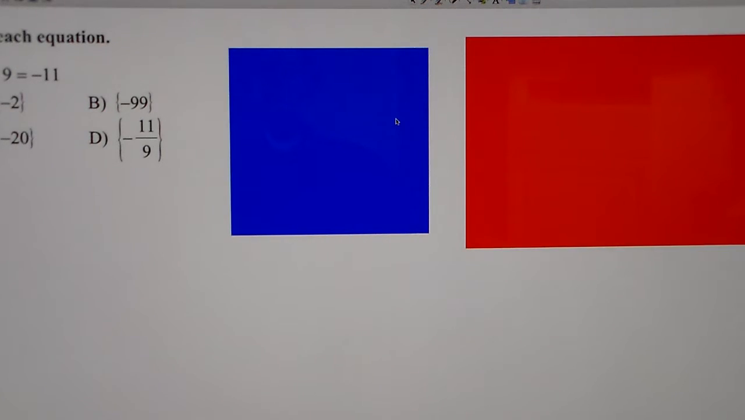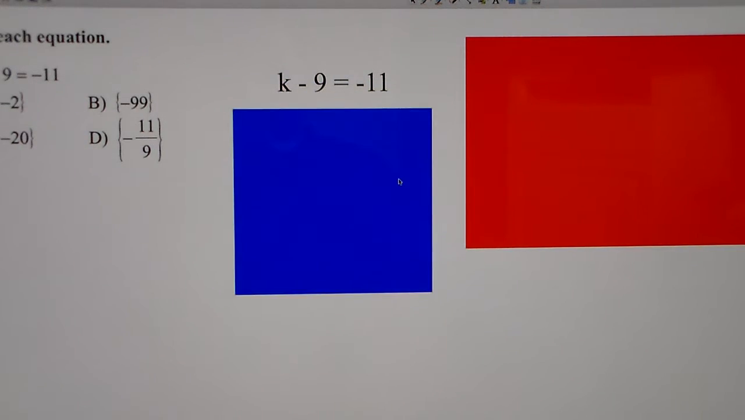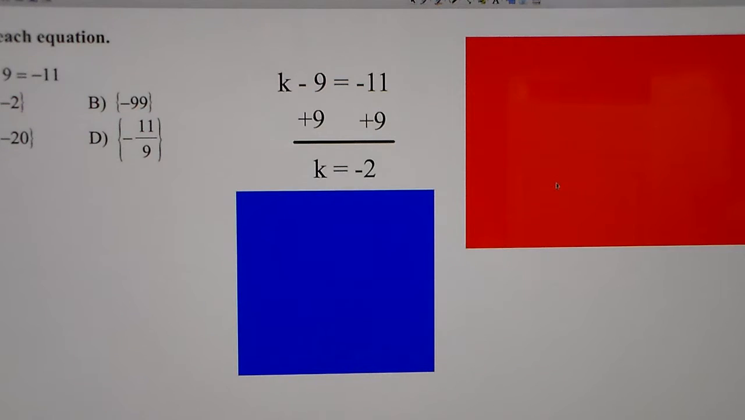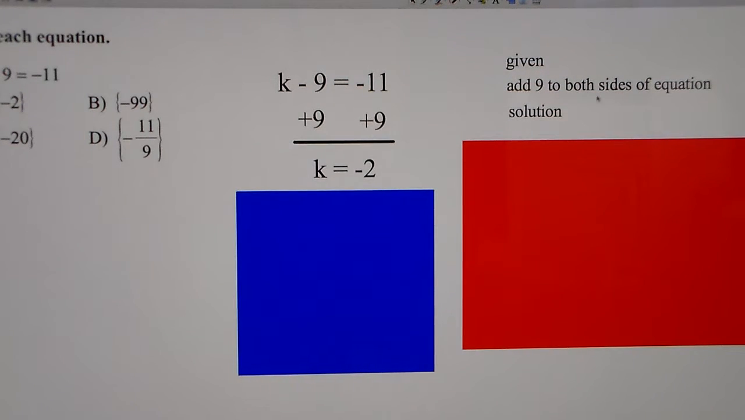7. Our problem's k minus 9 equals negative 11. We add 9 to both sides. We get k equals negative 2. So given, add 9 to both sides of the equation, and solution.